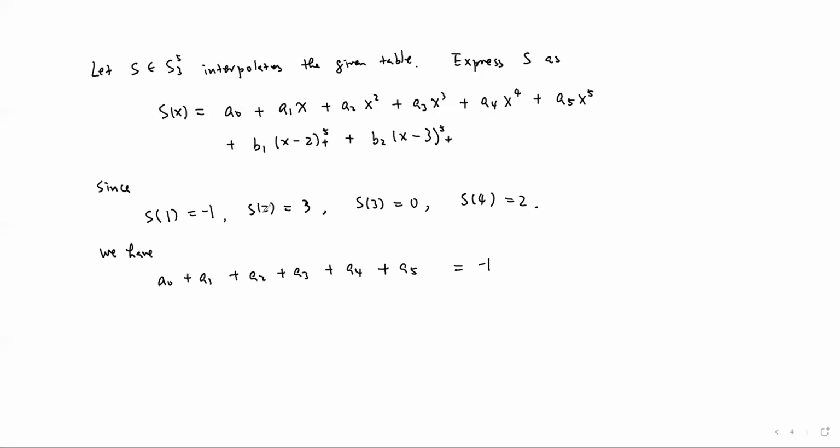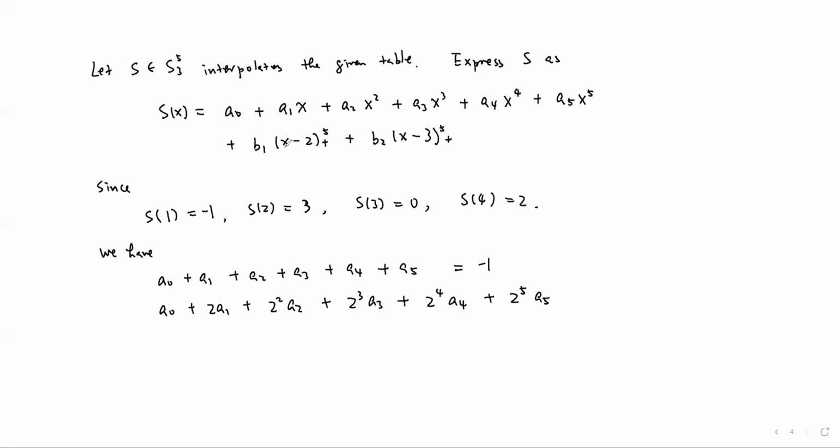Now, plugging 2 in for x, I get A0, 2 times A1, 2 squared A2, 2 to the third A3, 2 to the fourth A4, 2 to the fifth A5.